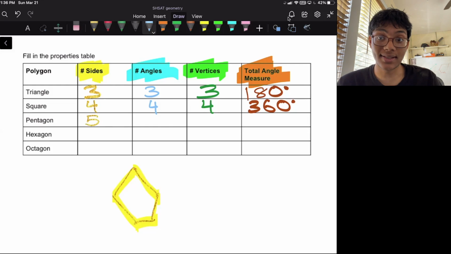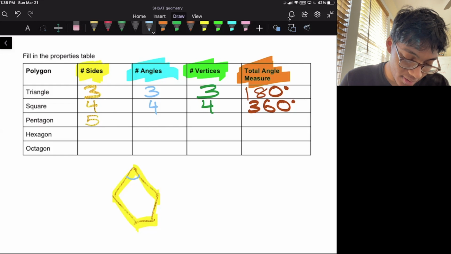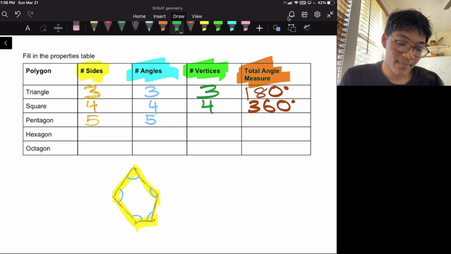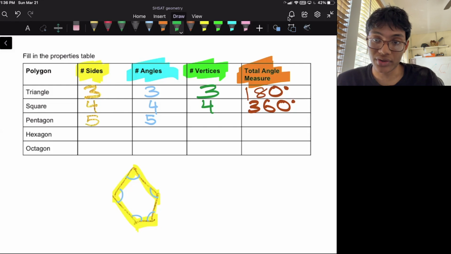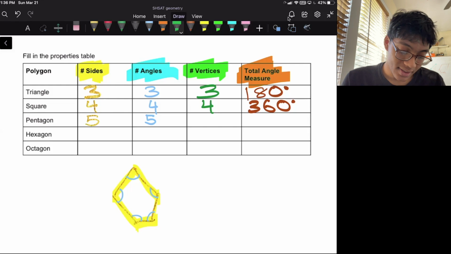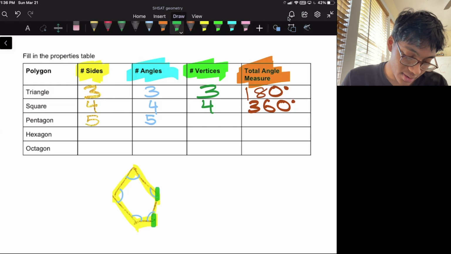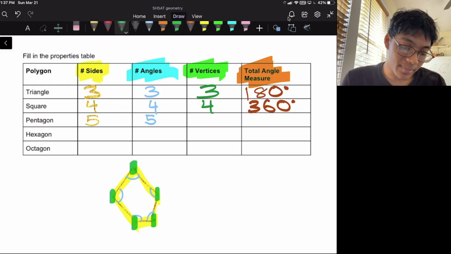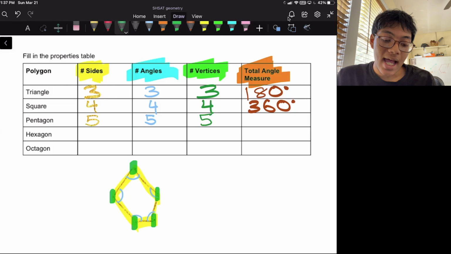How many angles does it have? Well, let's see. One angle, two angles, three angles, four angles, five angles. So, a Pentagon has five angles. How many vertices does it have? Well, let's see. Vertices are just corners, right? Where two line segments meet. So here's one, here's another one, here's three, here's four, here's five. So our Pentagon has five vertices.